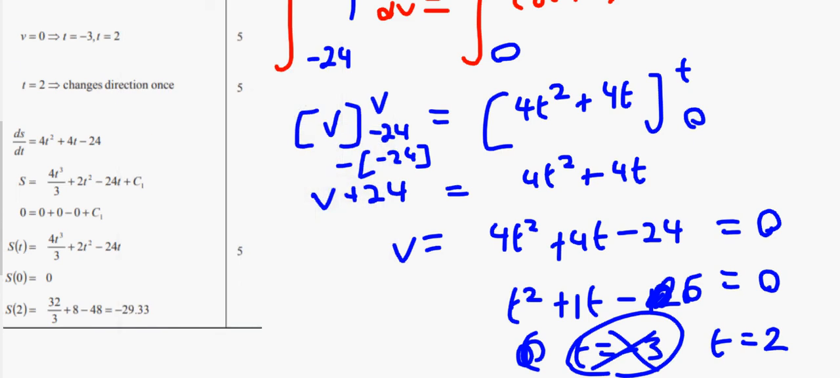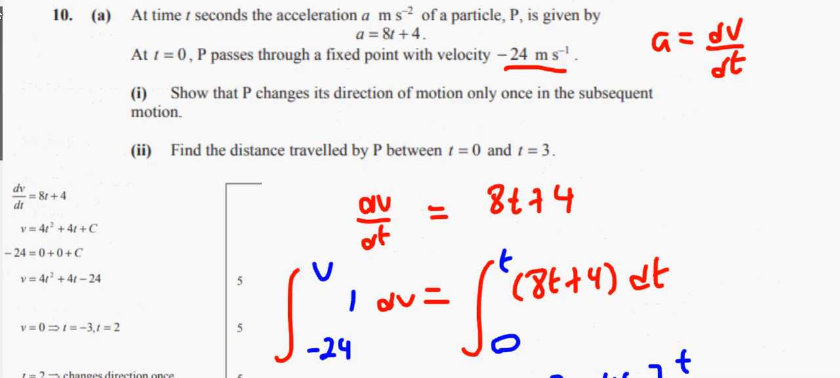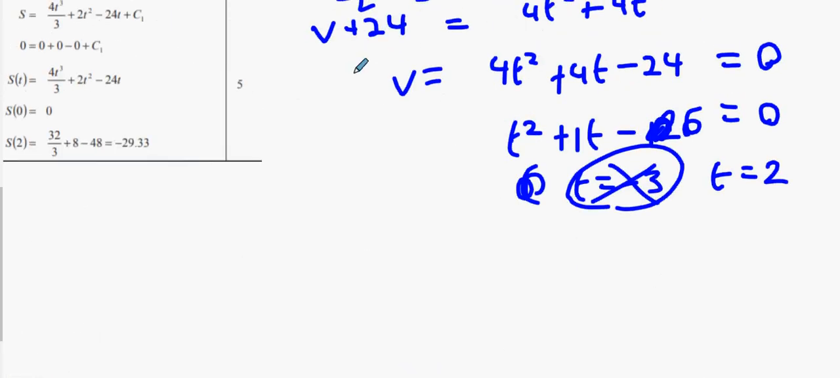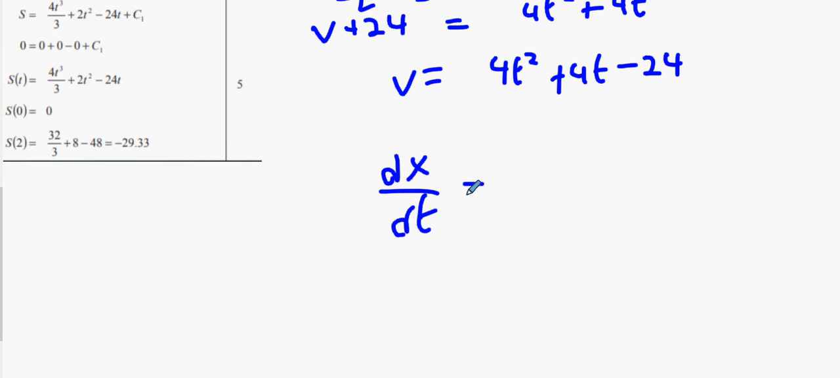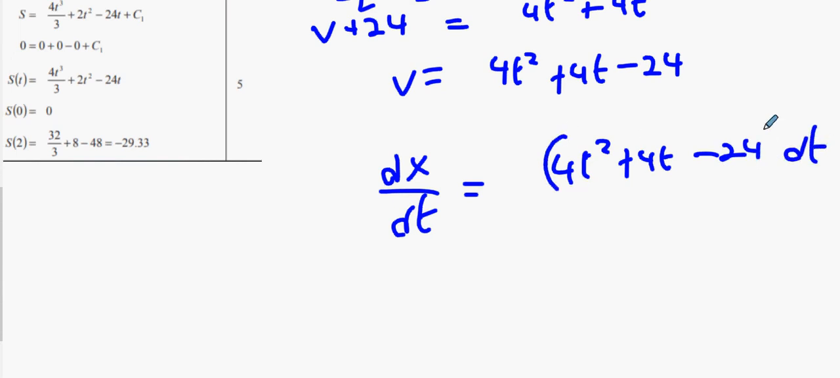You alright? Tricky question. Find the distance travelled between t equals 0 and t equals 3. Alright, no bother. t0, t3. Let's start off with this formula here. What can I replace v with? Anybody? Or dx dt, whichever one you want to choose. Cross multiply and integrate. And what do we get then, lads?